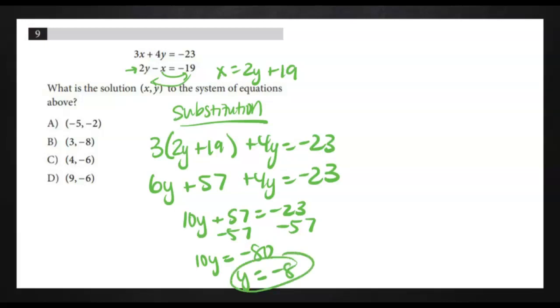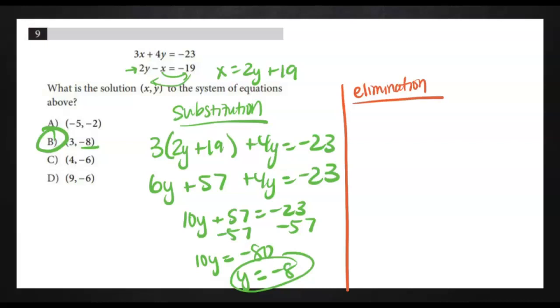Well, if my y is going to be negative 8, the only one that has an answer of y as negative 8 is actually answer choice B. The other way that you could use is elimination.